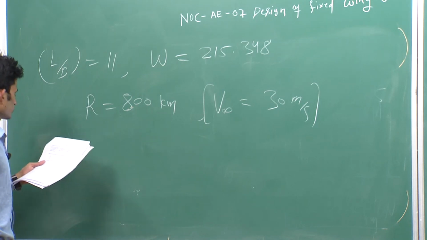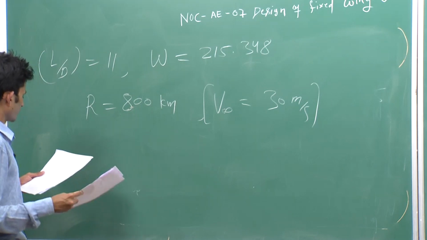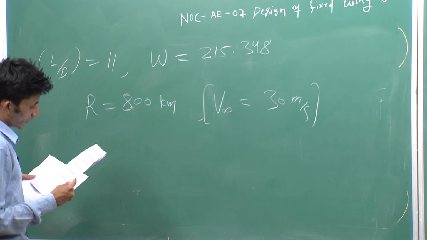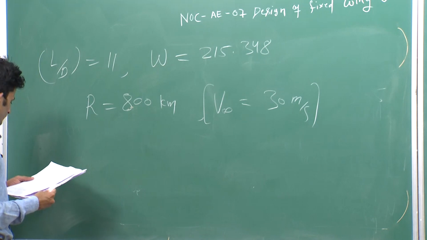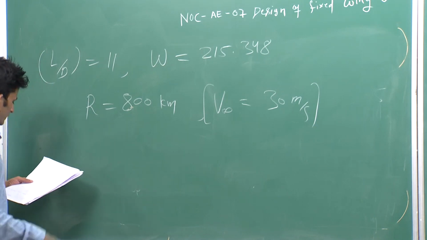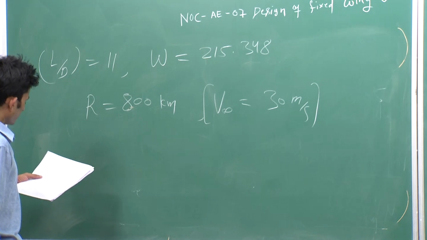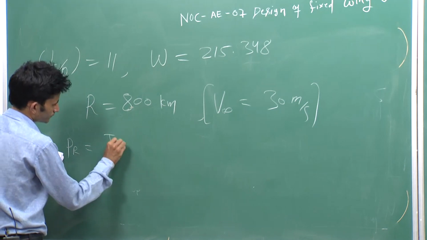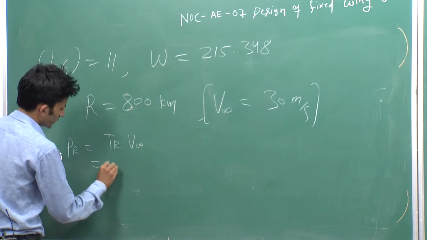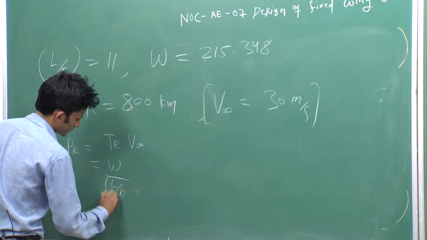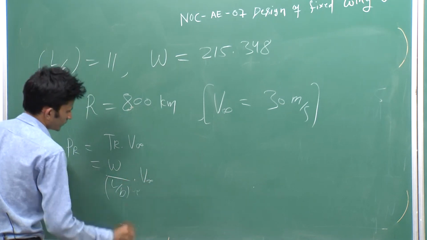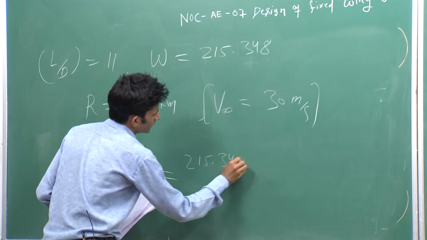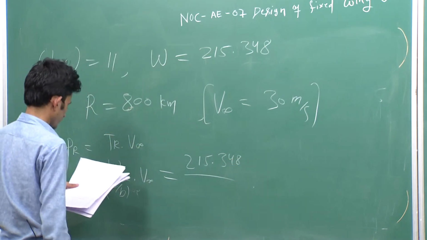In this, first we calculate the battery power required. What will be the battery power in kilowatt required to complete this mission? You know that power required is nothing but thrust required into velocity. Thrust required you can write as W divided by L by D into V infinity. W is given 215.348, divided by L by D, which is also given, 13.